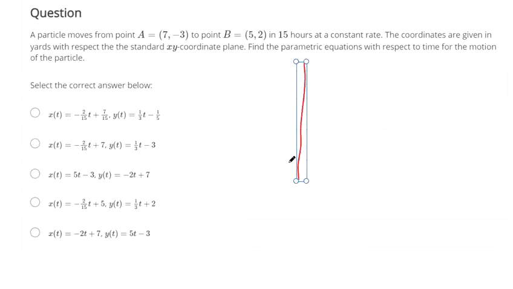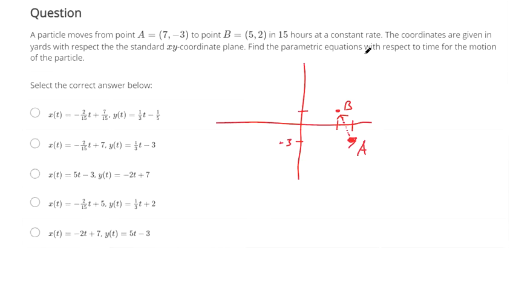So let's draw these coordinates that they've given us in the problem. A is at 7, I'm just doing a rough sketch, 7 comma negative 3, that's A, and then B is at 5 comma 2. It moves from point A, so it starts here going towards point B. And it does that within 15 hours at a constant rate.